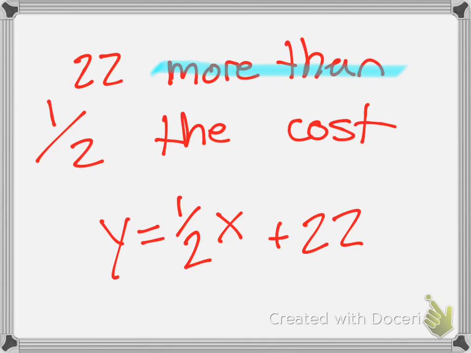So when x is 0, if I made my nice little function chart, what is y gonna be? Not 1, not 1/2. When I plug in 0, what is it gonna be, Romario? 22. Because I plug in 0, I get 0 plus 22. Y equals 22.